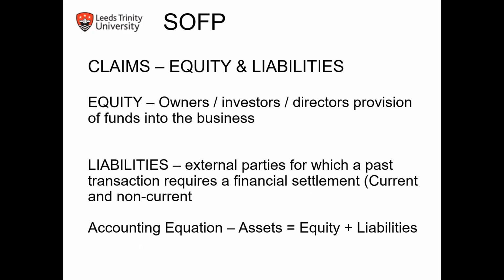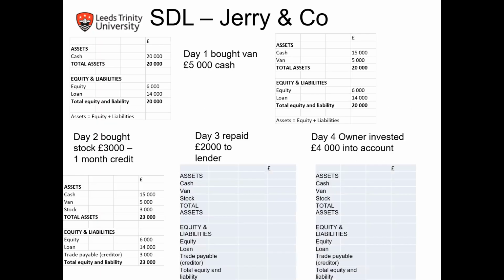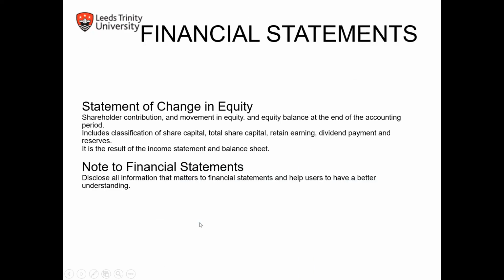Okay, what are the claims? Equity and liabilities. Equity: owners, investors, directors, provision of funds into the business. Liabilities: external parties for which a past transaction requires a financial settlement. The accounting equation: assets equal equity plus liabilities. This is one form of the statement of financial position that we can see here. It consists of assets, cash, van, stock, equal to equity plus liabilities. Equity 6,000, loan, trade payables, etc.